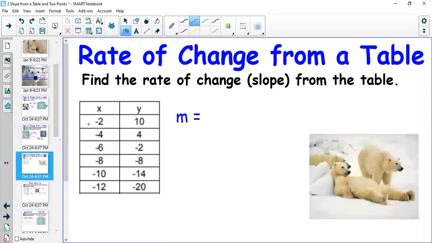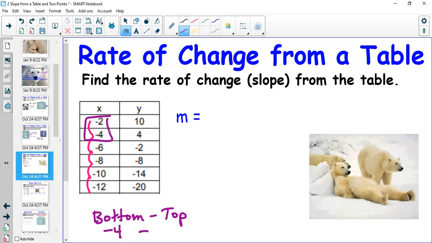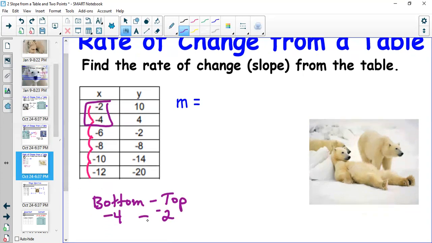Okay, so we're going to see what our x's are changing by. Now, negatives are tough for a lot of people. Again, if you're struggling with this, pick 2 points and do bottom minus top. I'm going to write this one out, especially with the negatives. So if I chose the first 2 points, I'm going to do bottom, which is -4, minus the top, which is -2. Make sure I put that, there's 2 negatives, the subtraction sign, and then the -2.